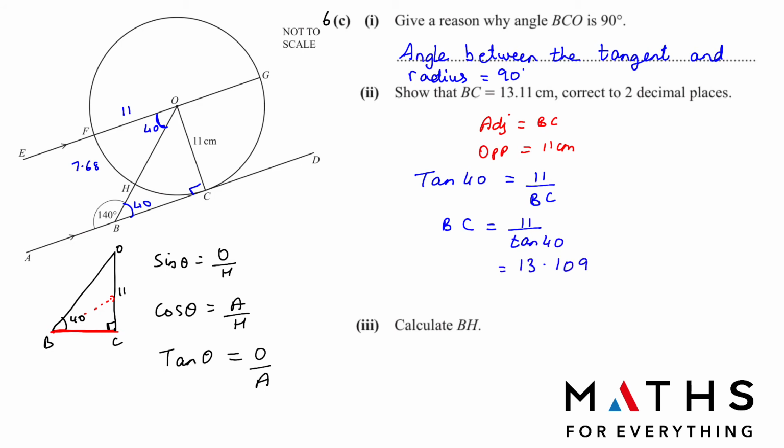13.109. We have to round it to 2 decimal places. Same rule. If the number is 5 or more, we add 1 to the previous number. So that will give us 13.11. We proved it. Also, if you want to memorize the trig identities, write it like that and memorize and say so.